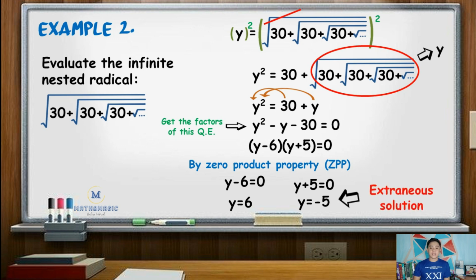Hence, the negative 5 value is also an extraneous solution, so we will only take the positive 6. The value now of the infinite nested radical, square root of everything inside 30, plus the square root of everything inside 30, plus and so on and so forth is positive 6.